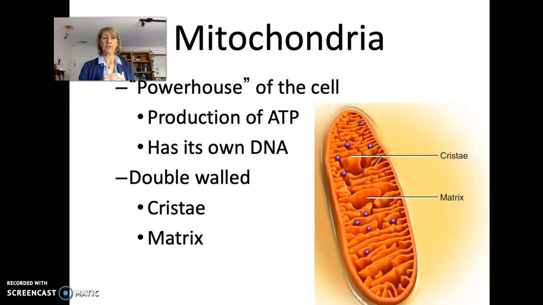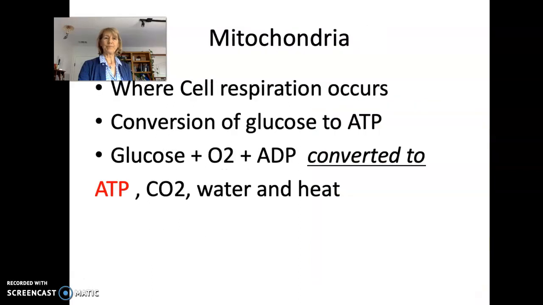What do mitochondria do? They produce ATP. They're going to take oxygen and glucose and ADP and manufacture energy, manufacture ATP. This is where cell respiration occurs. What I just described is cell respiration. It's that conversion of glucose to ATP, but you need it to be in the presence of oxygen, which is how we make most of our ATP.